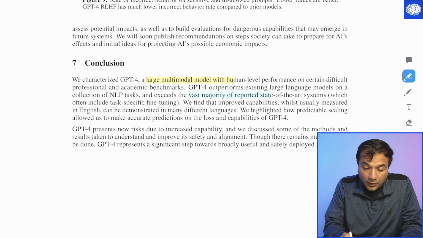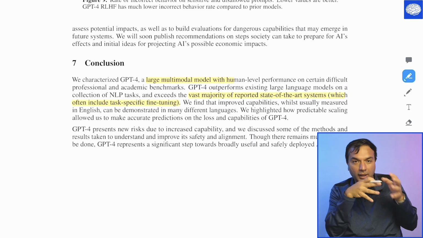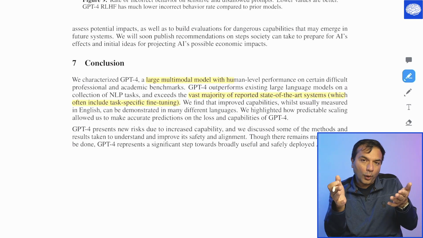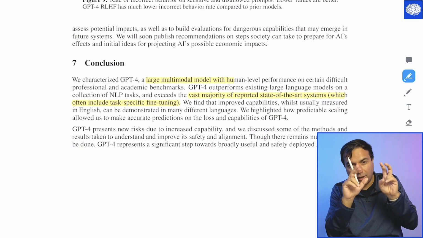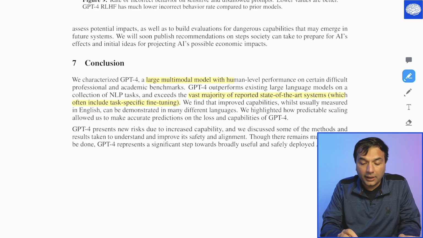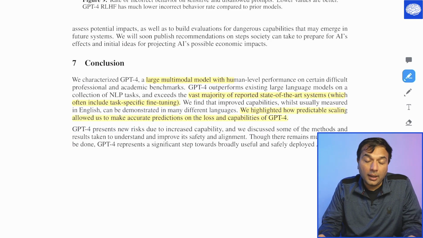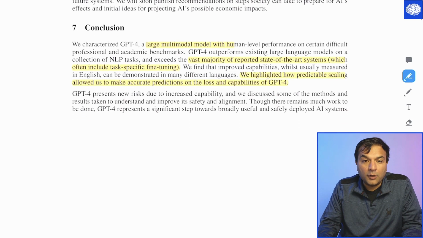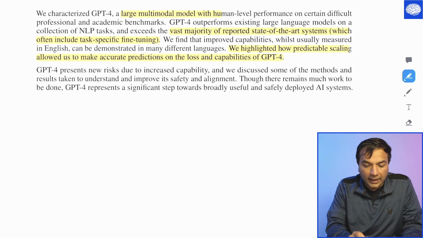Professional benchmarks report state-of-the-art systems which often include task-specific fine-tuning. So they have included a lot of fine-tuning within GPT-4. So if you're a lawyer coming in and you just ask GPT-4, there's a high chance that that particular task-specific fine-tuning is built into that system. Predictable scaling, and again, this is very important to them. They build systems to be used by billions of people, like Microsoft and Google. So therefore, there are increased capabilities, and some methods taken to improve safety and alignment.